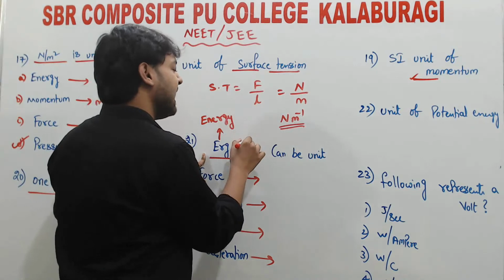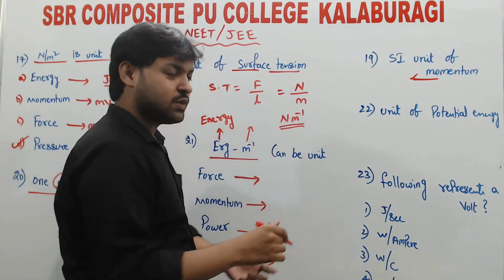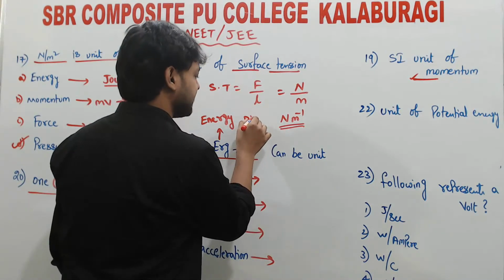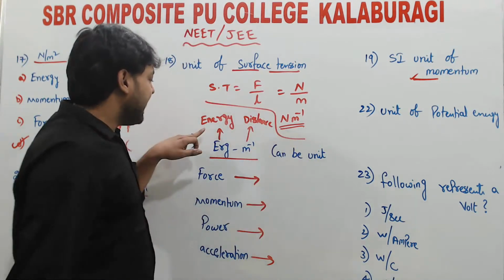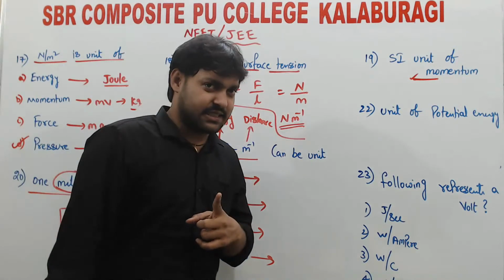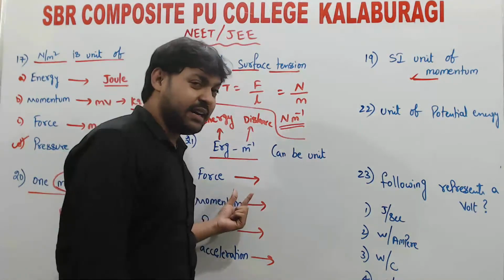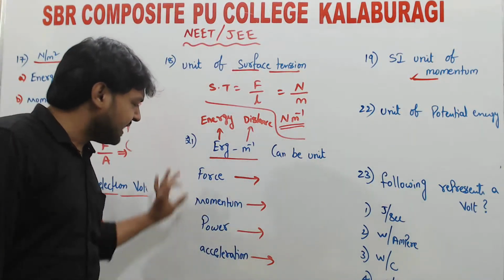So energy and meter per meter in the sense what? With respect to distance. Now you have to think like this. What is that? It is energy per distance. Energy divided by distance. That which one we will get?